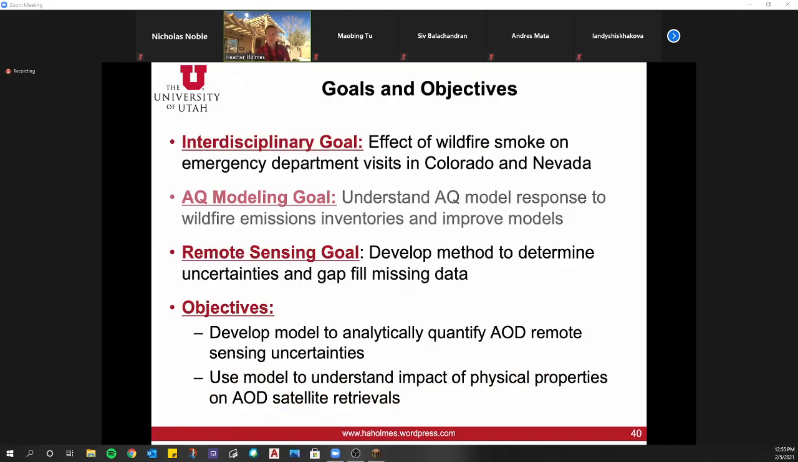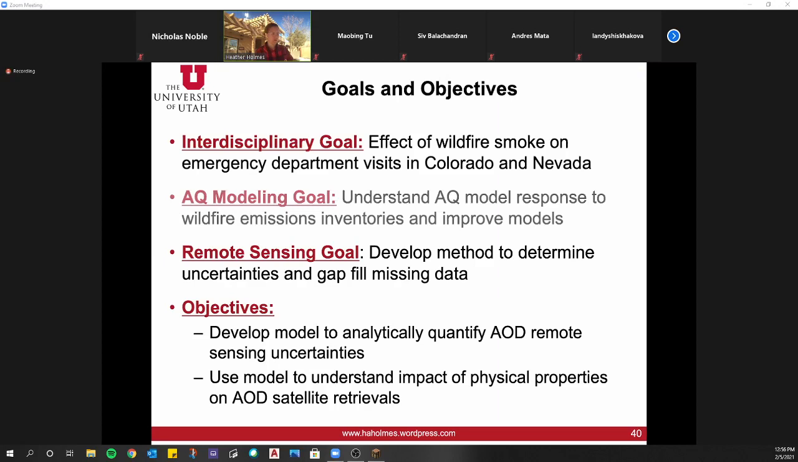So I've done a lot of work related to wildfires. The whole interdisciplinary goal is to understand the effect of smoke on emergency department visits in Colorado and Nevada. My former postdoc, Sasonica Ivy, did a lot of air quality modeling for this. I'm not showing those results today. Today, I'm going to just look at the satellite retrievals. So my former PhD student, Marcela Loria Salazar, focused her dissertation on this, and I have a new PhD student now that has also been going down this.